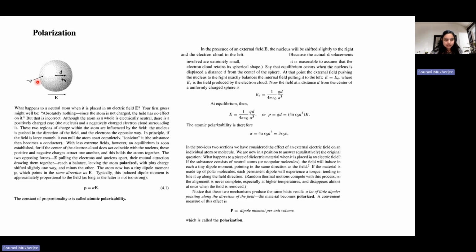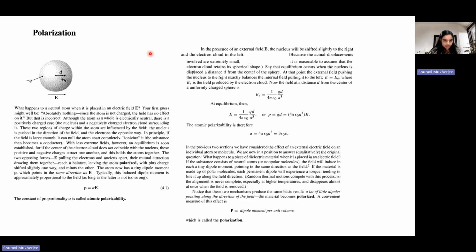In the linear limit, you can consider that the polarization, or the dipole moment that is getting induced, is proportional to the electric field that is there. This is what is called the atomic polarizability. Now, if you quantify polarization as the dipole moment per unit volume, that is what we call this capital P, as you can see.